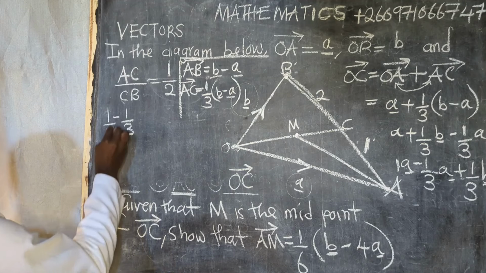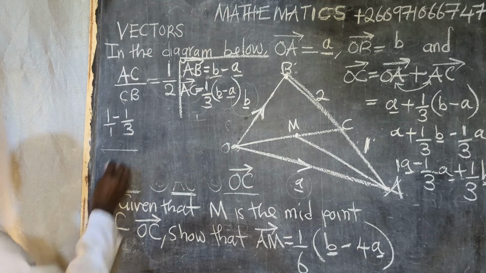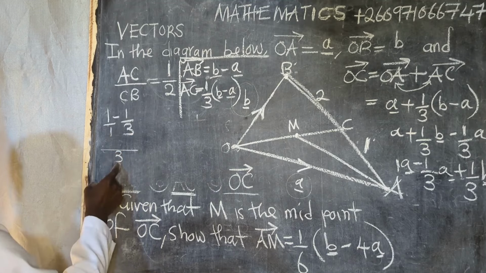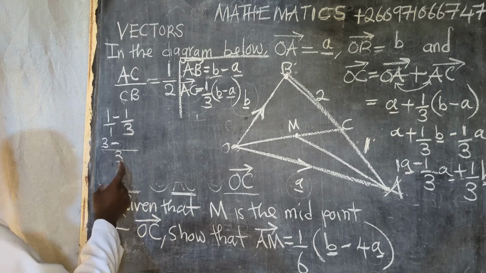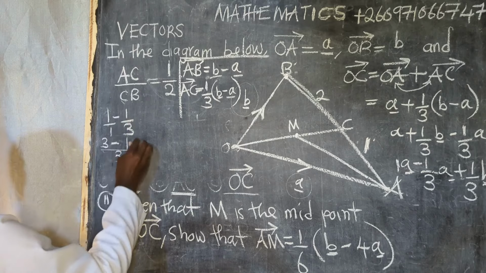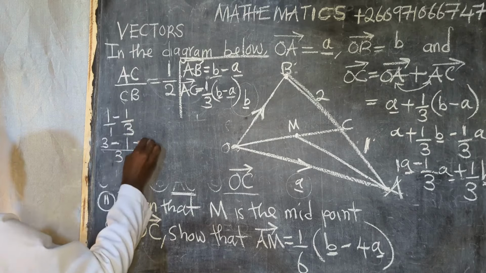How do you answer that? You say 1. You find the common denominator, 3. 1 into 3, 3. 3 times 1, it is 3. Minus 3 into 3, 1. 1 times 1, it is 1. The answer is what? 2 over 3. Then this is our answer, 2 over 3.